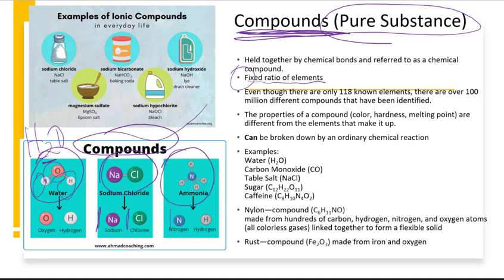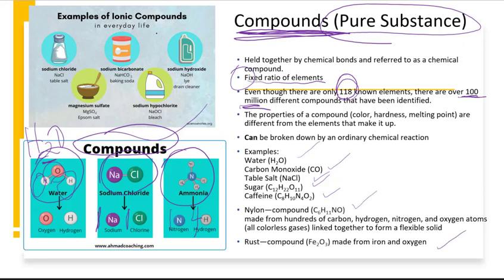Ammonia has 1 nitrogen and 4 hydrogens. Even though there are only 118 known elements that we just said, there are over 100 million different compounds that have been identified. That is crazy. The properties of a compound, its color, its hardness, its melting point, all of those things are different from the elements that make it up. Compounds can be broken down by an ordinary chemical reaction. Examples of compounds are water, carbon monoxide, table salt or sodium chloride, sugar, caffeine, nylon, and rust.